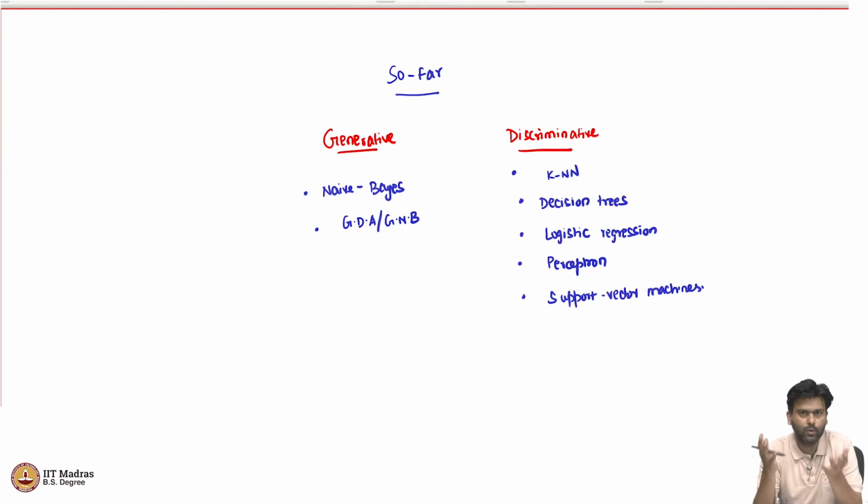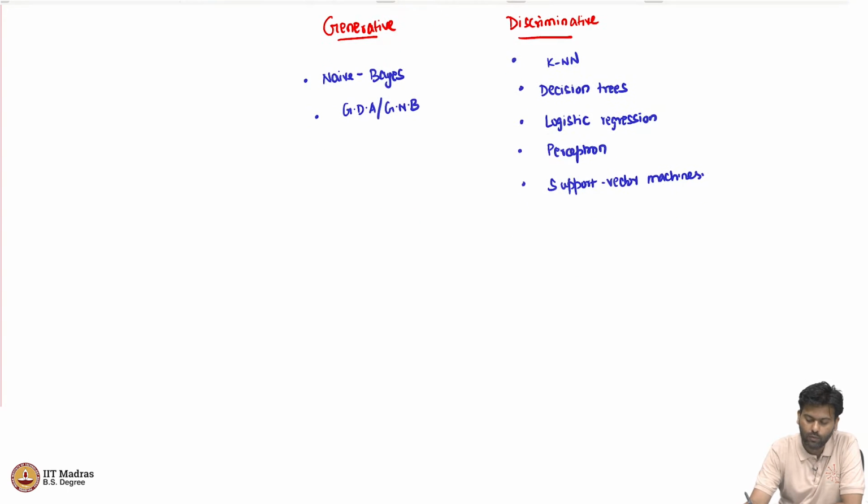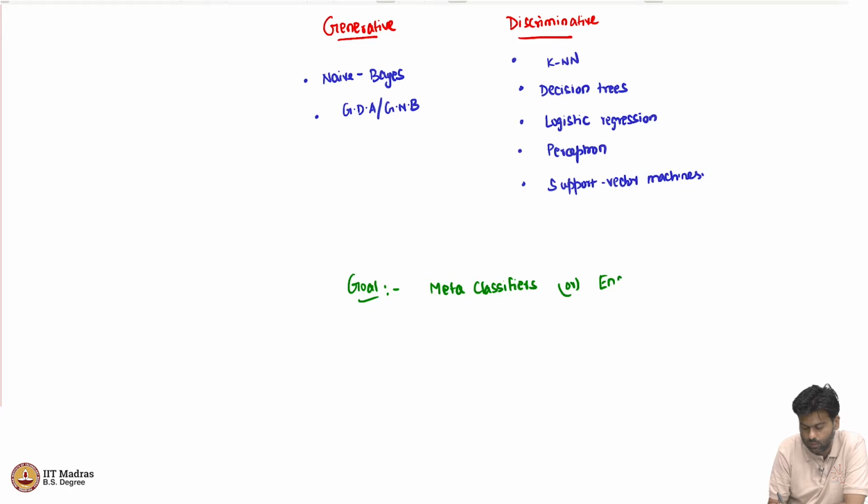But for now, I just wanted to recall that we have looked at several algorithms, and the goal of today is going to be to look at what are called meta classifiers, or sometimes also called ensemble classifiers. So, what are meta classifiers or ensemble classifiers?